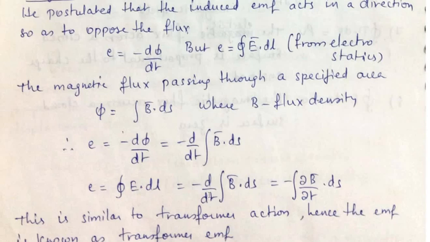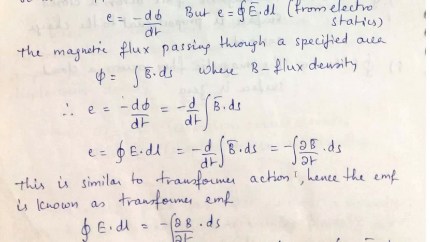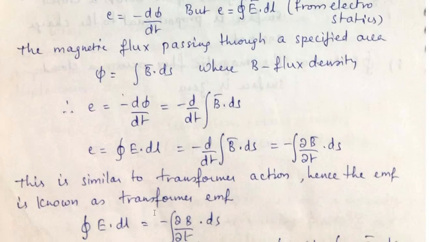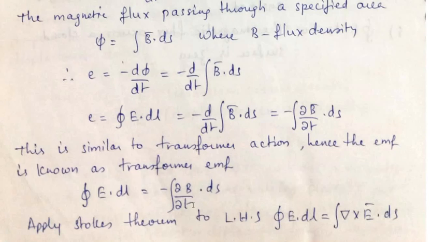So now take this differential term inside the integral. So we can write it as minus dou B by dou t dot ds. If you see, this is similar to the transformer action. That's why this EMF is known as transformer EMF. Therefore, closed line integral of E dot dl is equal to minus dou B by dou t dot ds.